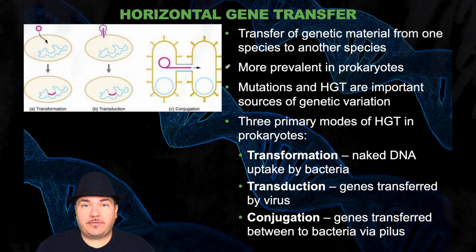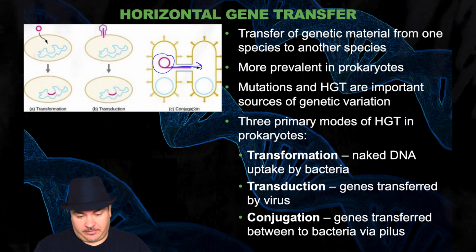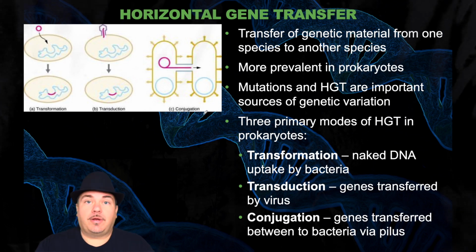Or you can have conjugation. Conjugation is when genes are transferred between bacteria via a pilus. So that's basically like a tube that connects these 2 bacteria, and then this bacteria can transfer this genetic information, this DNA, to this other bacteria. That's called conjugation. We'll probably learn more details about that when we learn about bacteria.